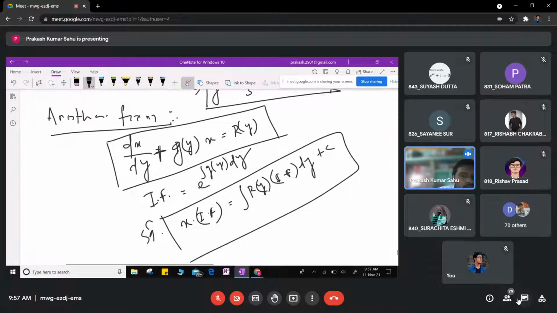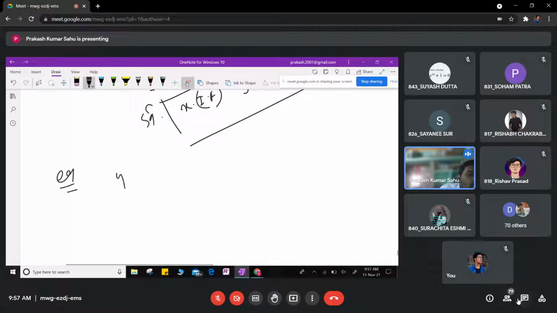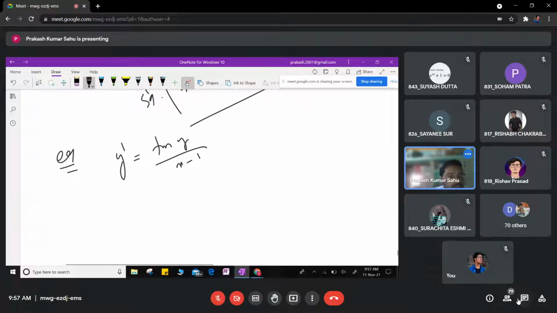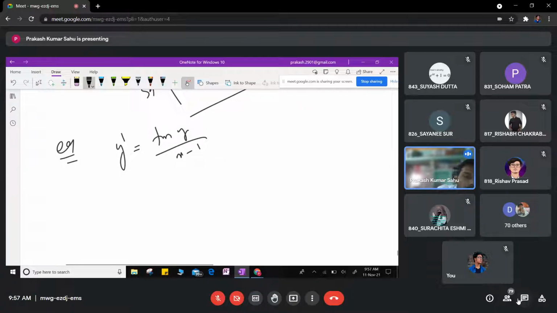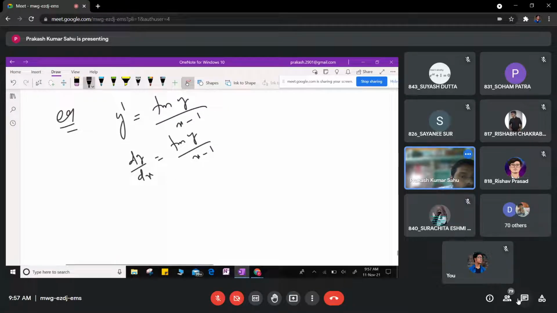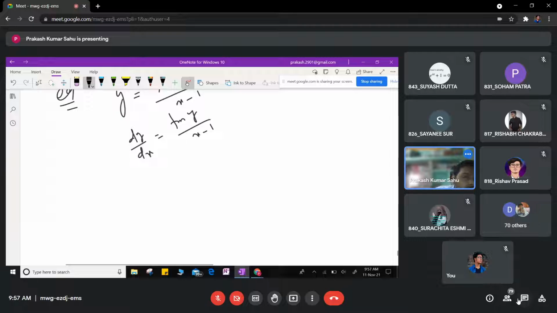For example, suppose one question is y dash is equal to tan y divided by x minus 1. That means dy by dx is equal to tan y by x minus 1. So we cannot linearize it. It will not be in linear differential equation form in terms of y, so take the reciprocal. This is dx by dy is equal to x minus 1 by tan y. So now it is a linear form.